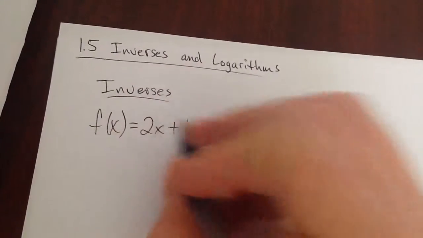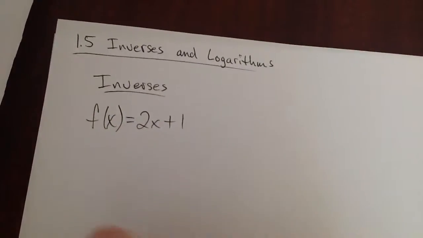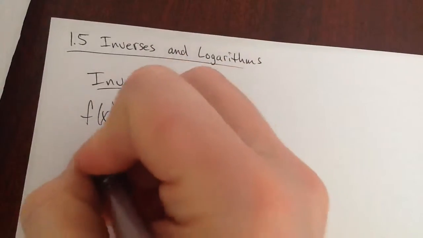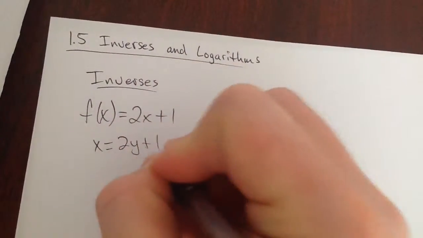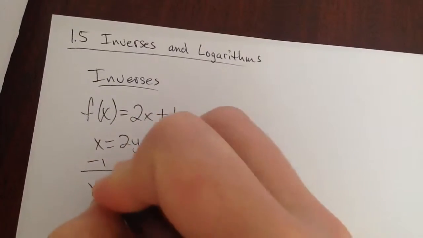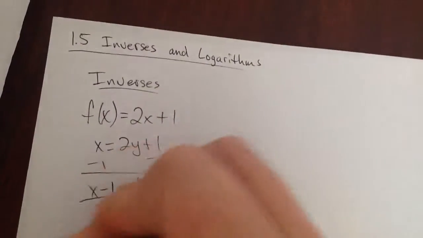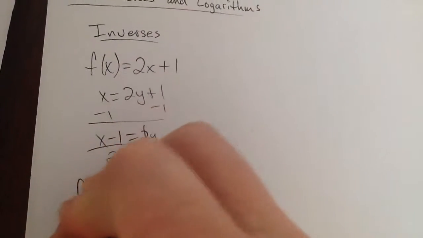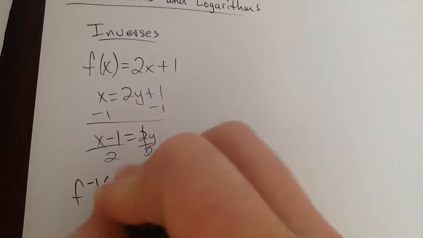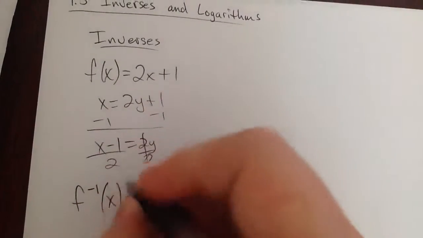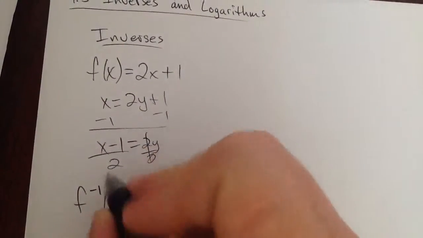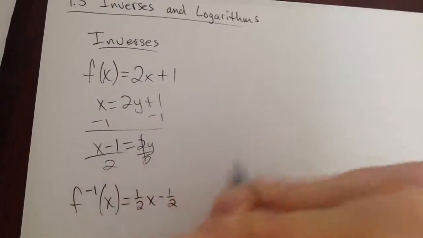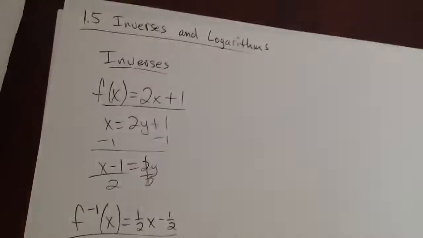So remember, if you've got a rule, an equation, and you're trying to find the inverse, just switch x and y, solve for y. Remember that? So x equals 2y plus 1. Minus 1: x minus 1 equals 2y. Divided by 2. So your inverse, remember we write it as f to the power of negative 1, that's not really a power, it just means the inverse. The inverse of f of x equals x minus 1 over 2, or in slope-intercept form, 1/2 x minus 1/2. So that would be the inverse of that.